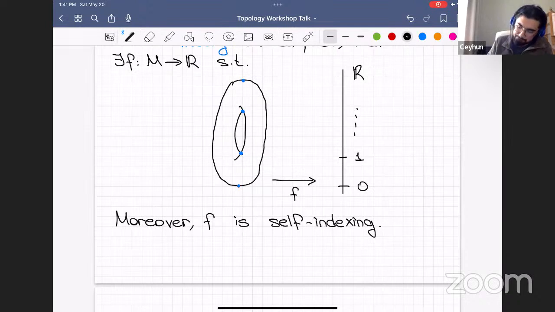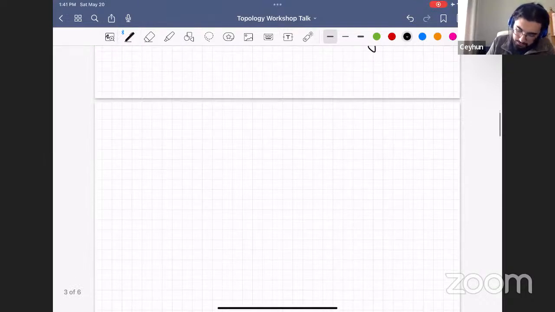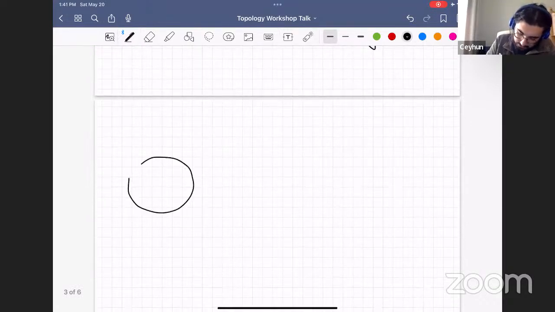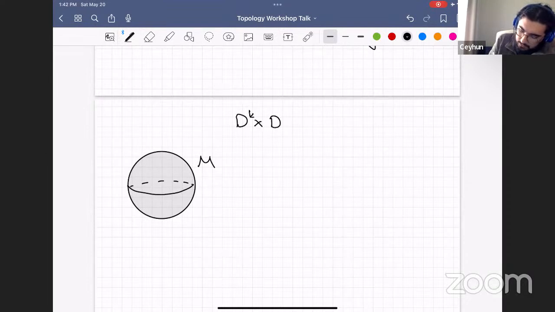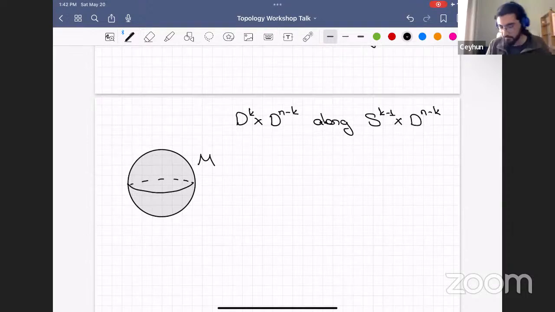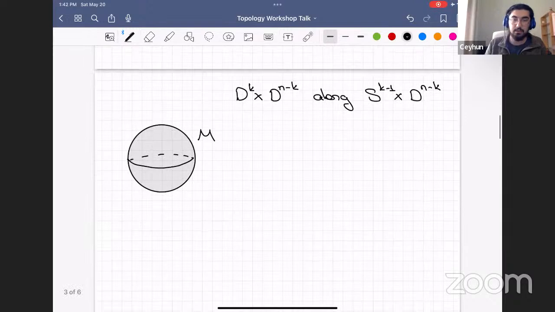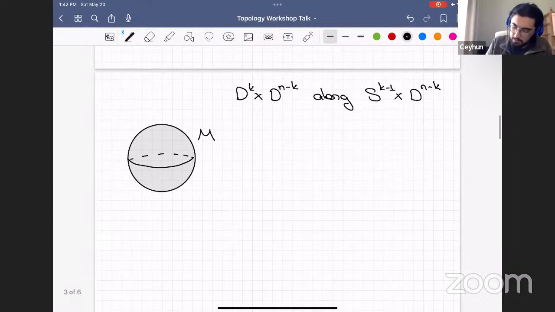Okay. So in this specific case, let's try to understand. Let's try to classify these handles. So what we do is, let's say we already have an M. Of course, I'm drawing a three-dimensional ball, but this is an n-dimensional manifold. And then we attach a D^k cross D^(n-k) along S^(k-1) cross D^(n-k).